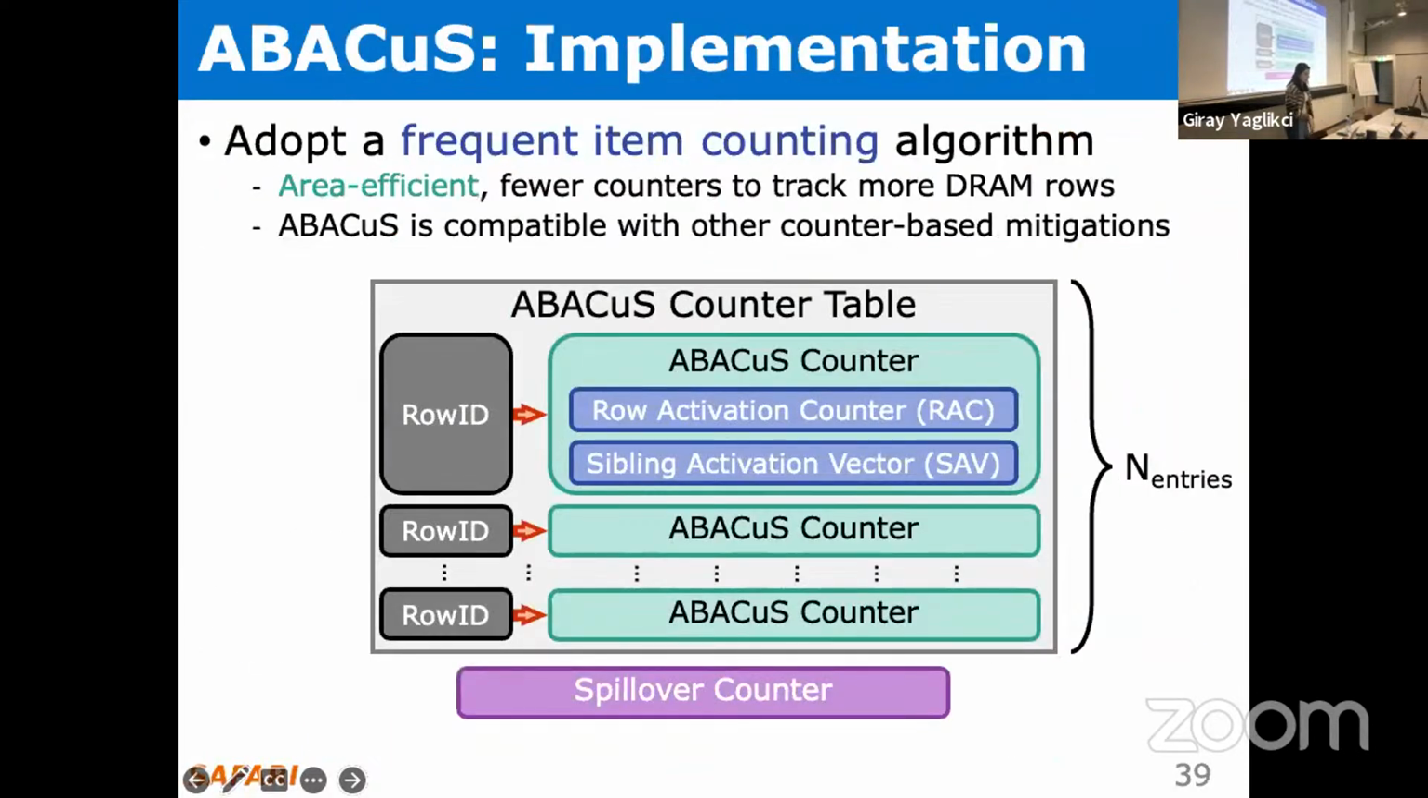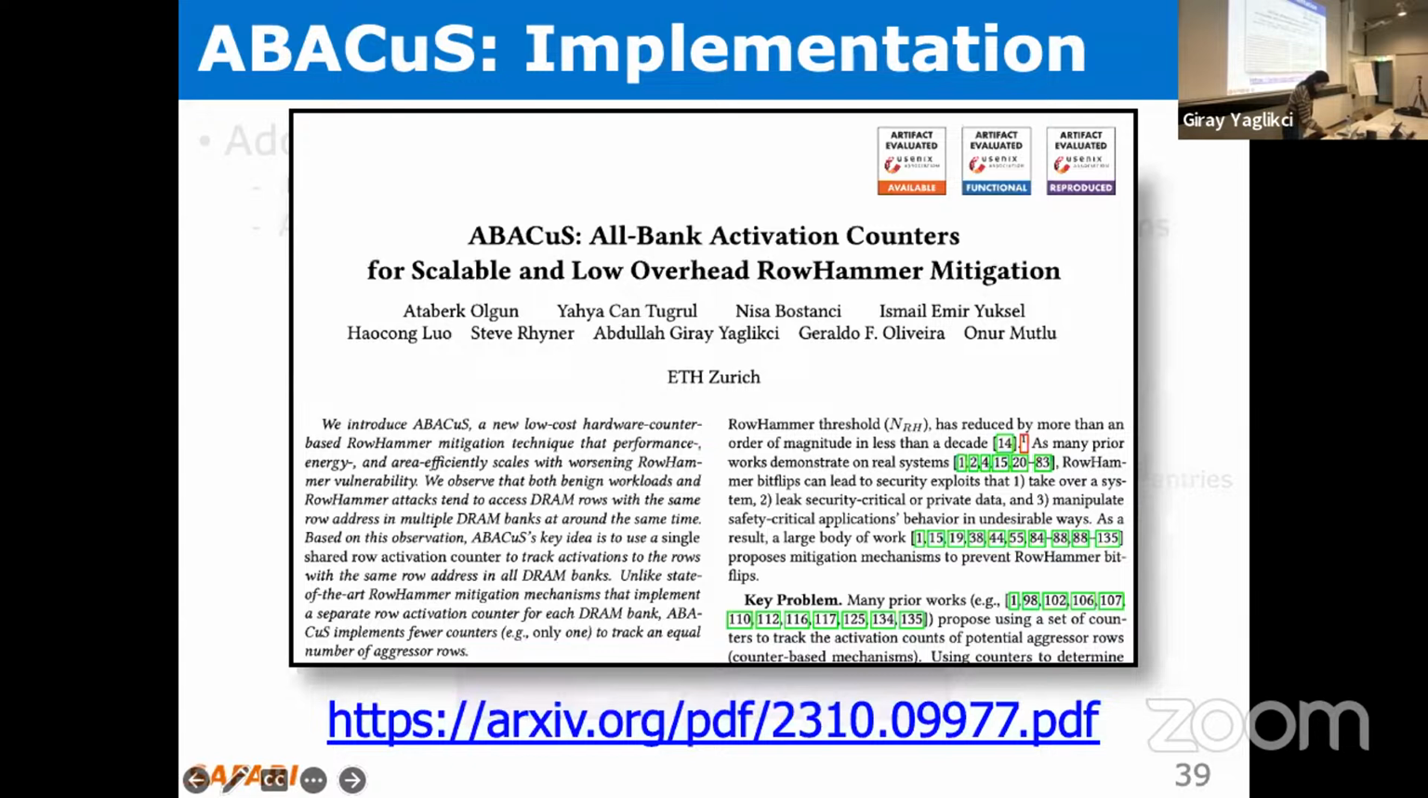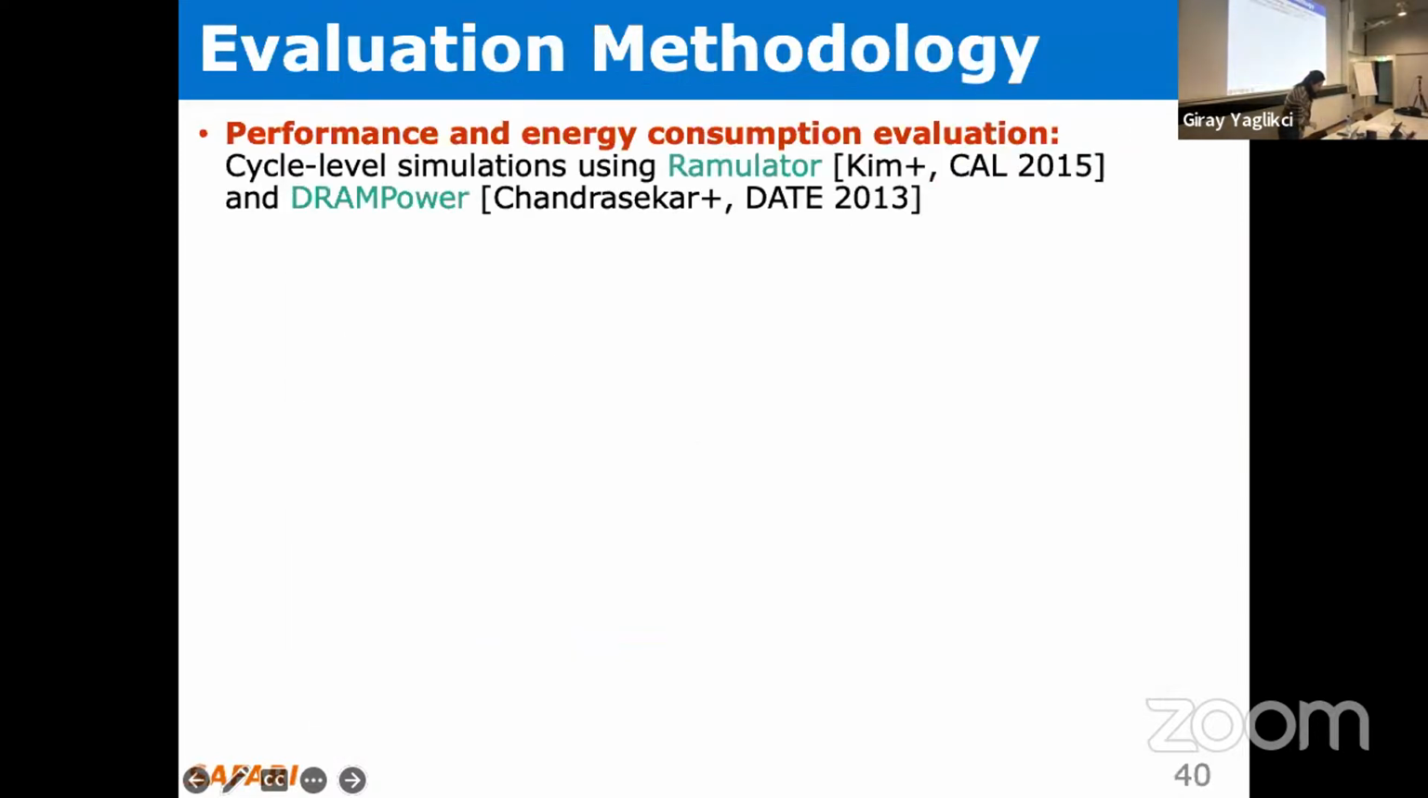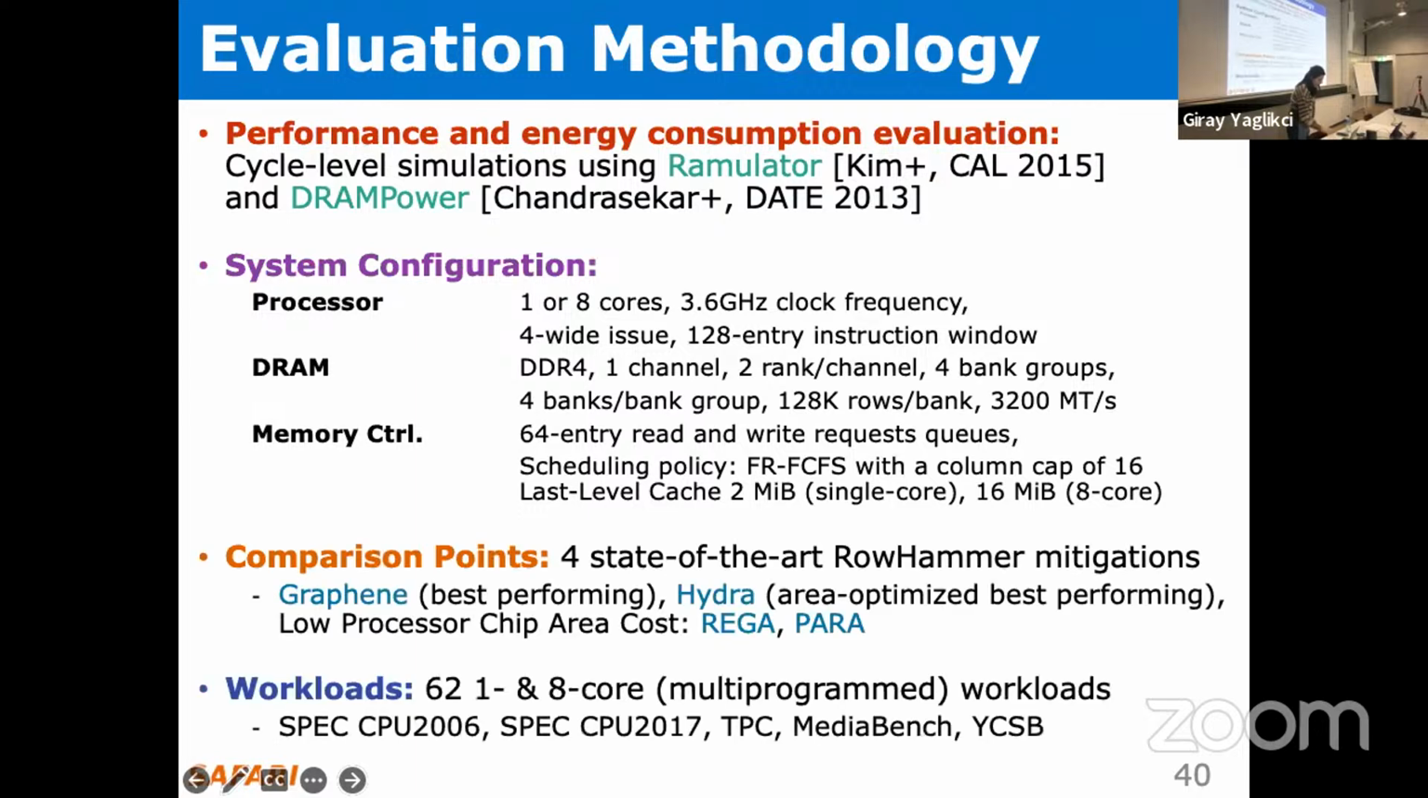And our implementation of Abacus leverages one prior work, namely Graphene's activation count tracking mechanism. And for more details on how we implemented Abacus, please check the paper. So let's move on to the evaluation. So this is pretty much the same as the one I showed you earlier. And let's move on to the single core performance and energy overheads of Abacus.